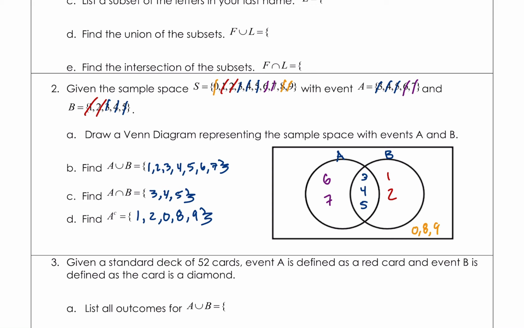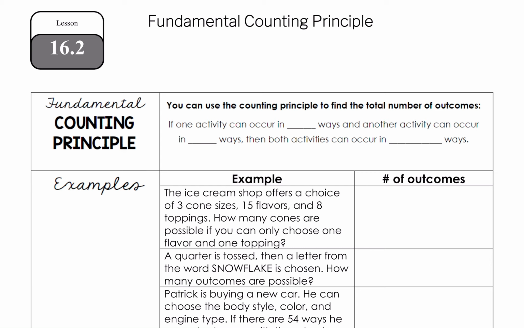Okay, now we're going to skip example 3. We're going to skip example 4, skip example 5, skip example 6, skip 7, skip 8, skip 9, and we're going to jump to 16.2. Okay, we're going to talk about the fundamental counting principle. The fundamental counting principle is when I have different independent events and I want to find the total amount of outcomes for those different independent events.